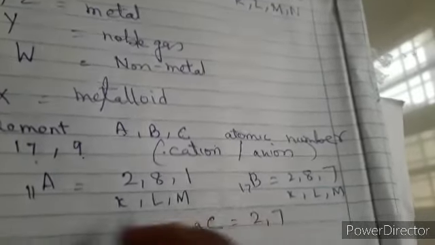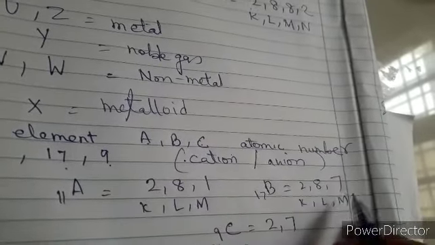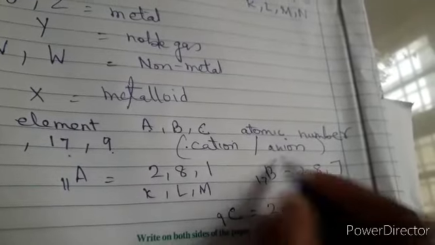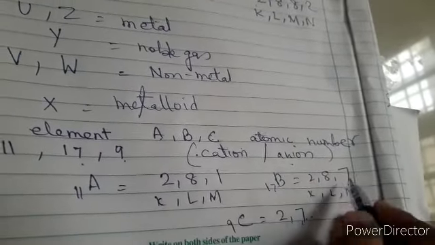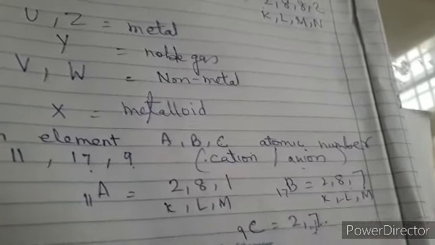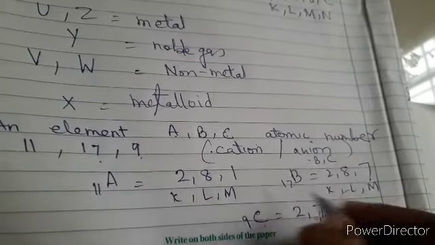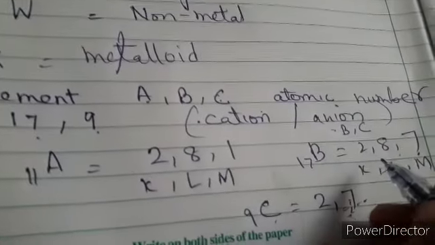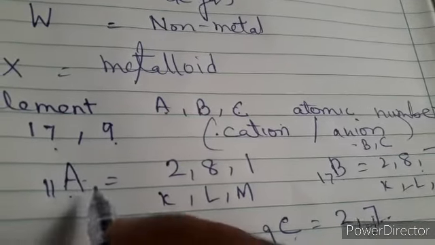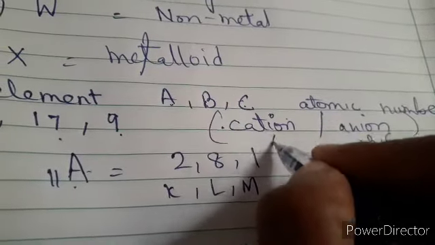Now you know that non-metals contain either 5, 6 or 7 electrons. These two are such cases, and non-metals always form an anion because they gain electrons. When is an anion formed? When you gain electrons. So they will take 1 electron to complete the octet, it becomes 8. So B and C will form the anion. But just focus on the A part. A is a metal, and metals lose electrons, and once they lose electrons they form a cation. So A will be a cation.